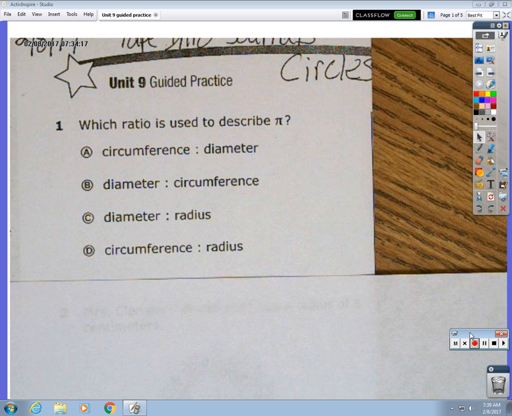On question number 1, it says, which ratio is used to describe pi? Yesterday we talked about pi, and pi is the ratio of a circle's circumference to its diameter. So yesterday we said that the circle's circumference to its diameter equals pi. On our notes we divided the circumference of the circle by its diameter. So we're going to see which ratio is used to describe pi.